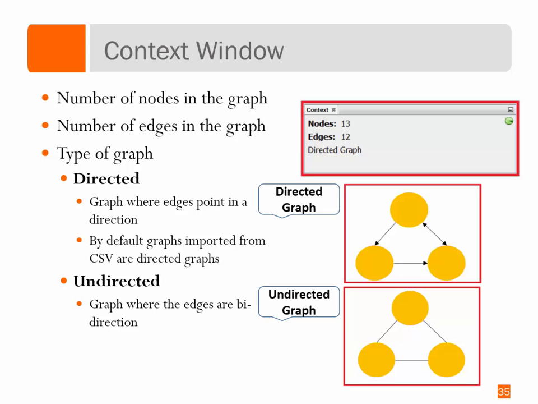So by default, graphs that are imported from CSV files are considered directed graphs. But we can also change those settings and make it undirected, a graph where the edges are multi-direction. So all of the edges are considered multi-direction, where the direction of the relationship is not so important.